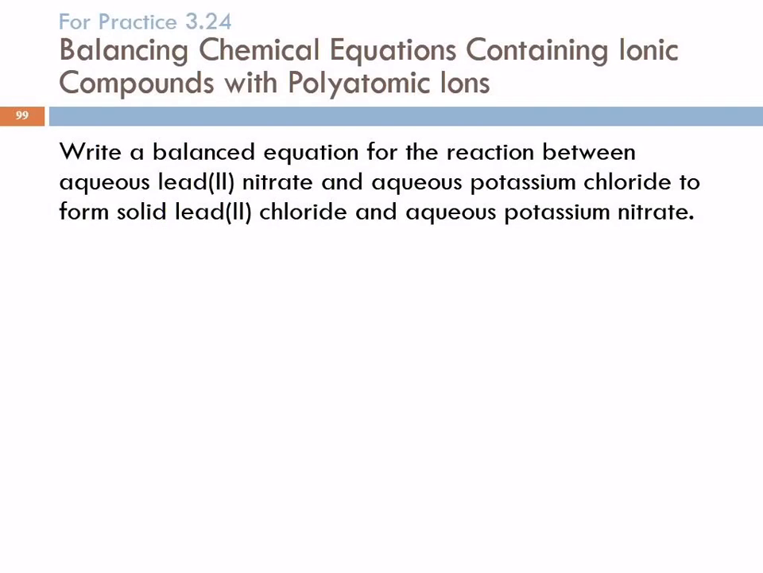What's the formula for lead-2 ion? Pb 2+. It has a Roman numeral because we can't figure out what the charge is from the periodic table. The Roman numeral tells us what the charge is. And then nitrate. What's the formula for nitrate? NO3, and what's the charge? -1. Why?